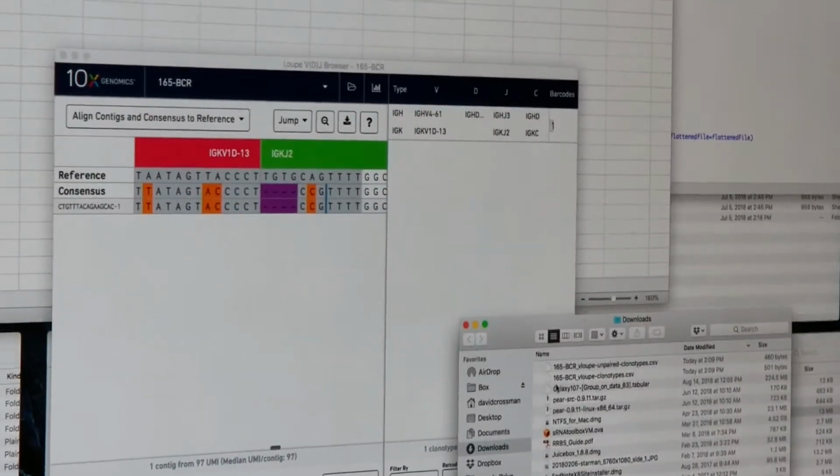I just downloaded 2 files. I'll show you. I think it's this one.